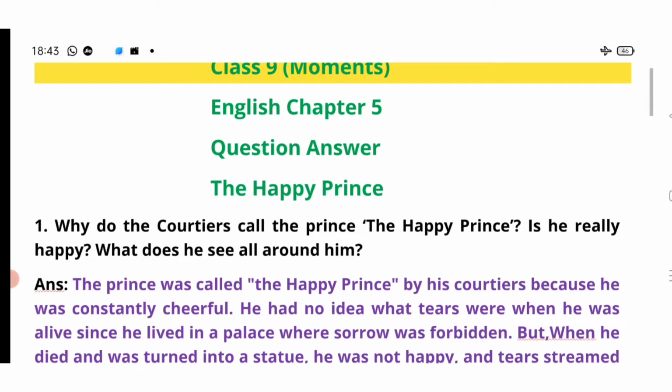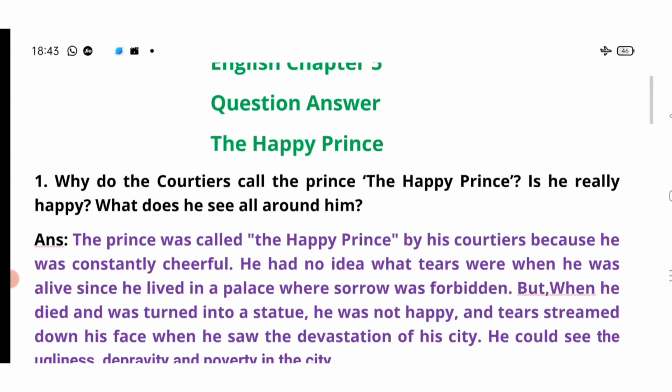Why do the courtiers call the prince the happy prince? Is he really happy? What does he see all around him? The prince was called the happy prince by his courtiers because he was constantly cheerful.